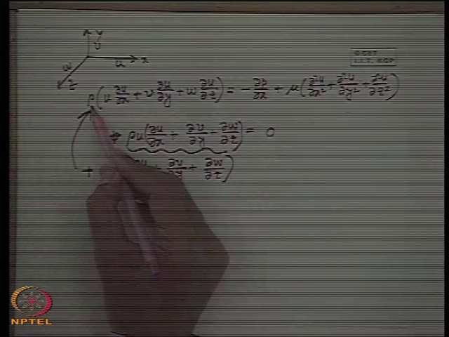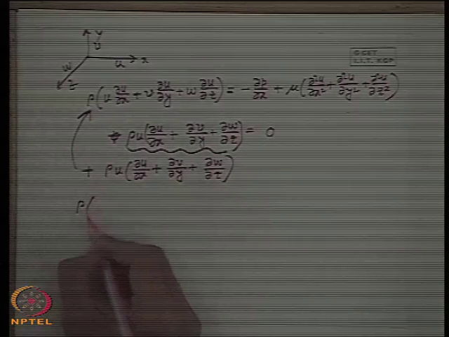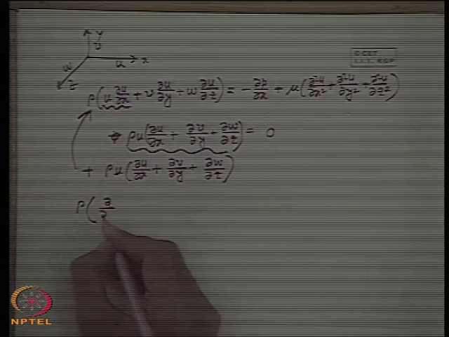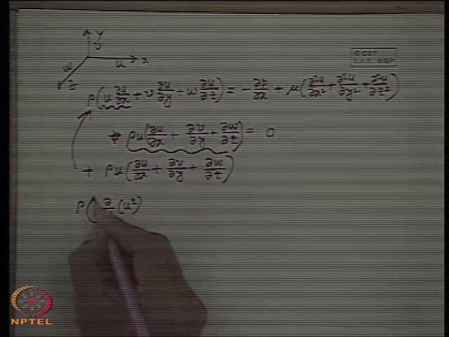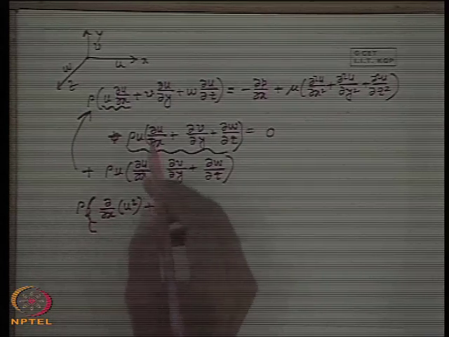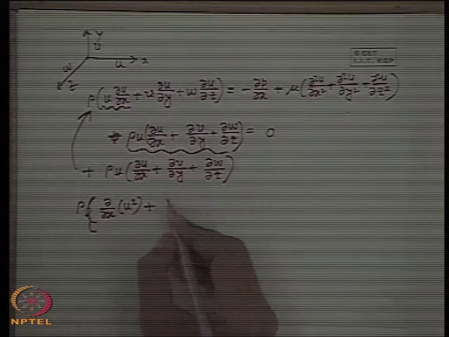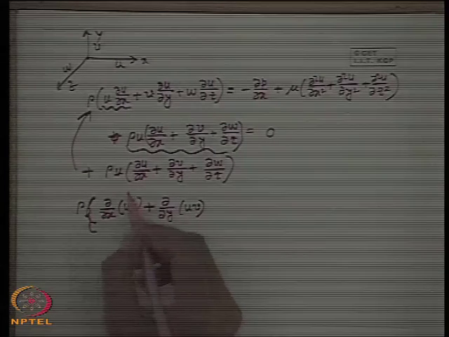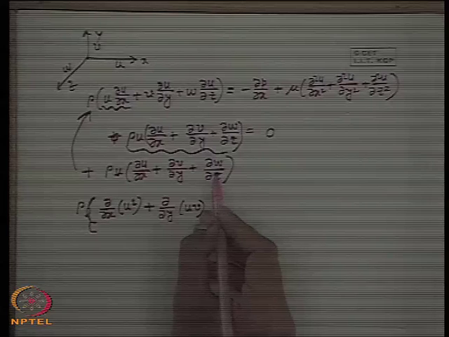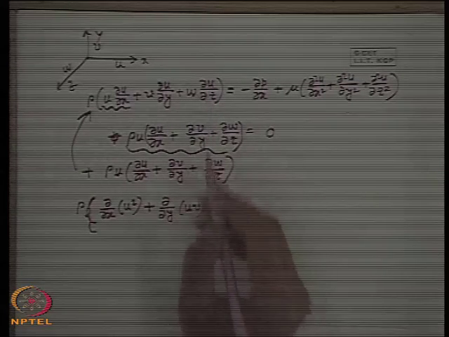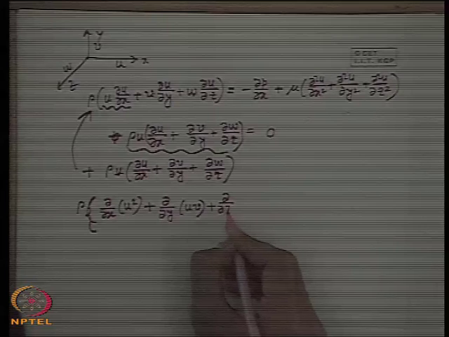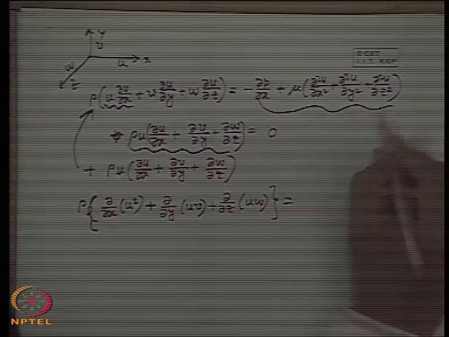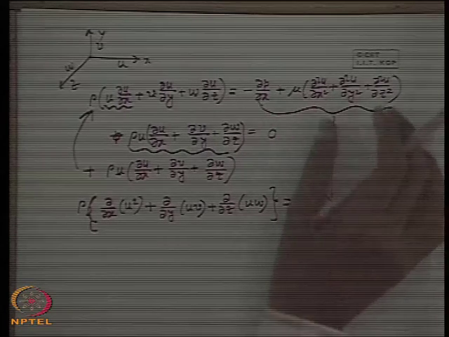Then we can see that if we take rho as common, u del u del x plus u del u del x means 2u del u del x, which can be written as del x of u square. Similarly, v del u del y plus u del v del y makes it del y of u v. If we add up the terms w del u del z and u del w del z, it gives del z of u w. The right hand side remains as it is: minus del p del x plus mu times this quantity.